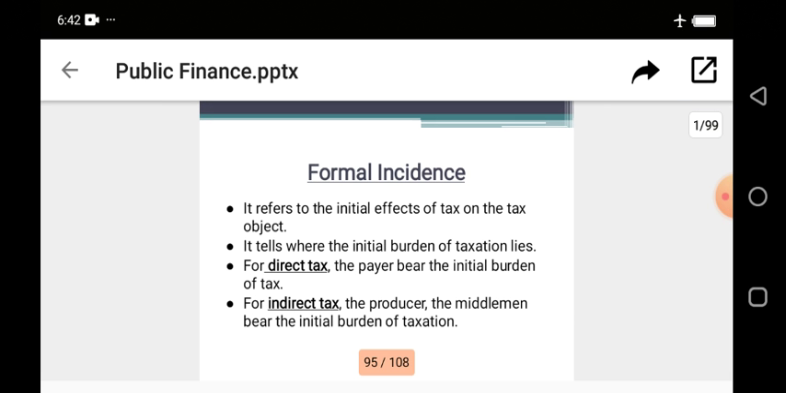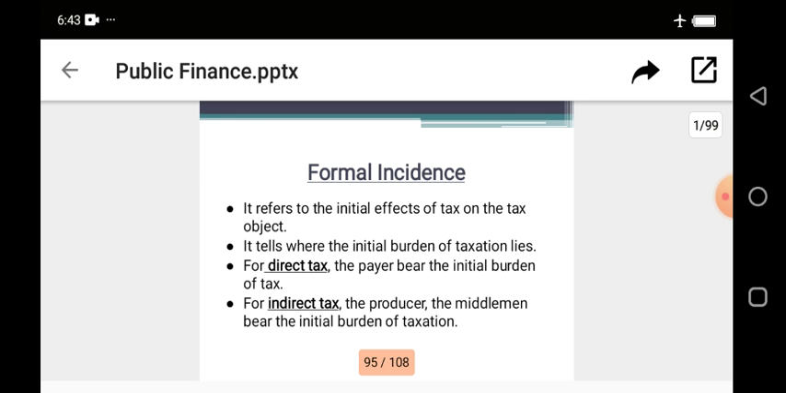Let's look at the first one, the formal incidence of tax. This refers to the initial effect of tax on the object. Formal is talking about the initial, meaning where the burden of the tax lies first. For direct tax, the initial burden of tax rests on the payer. For indirect tax, the initial burden of the tax rests on the producer or the middleman. Sometimes they both share it, and sometimes either the producer or the middleman will bear the burden of the initial tax. Later on, it can be transferred wholly or partly to the final consumer.